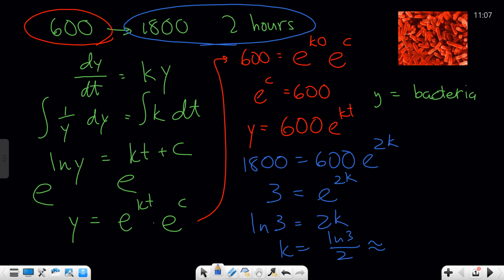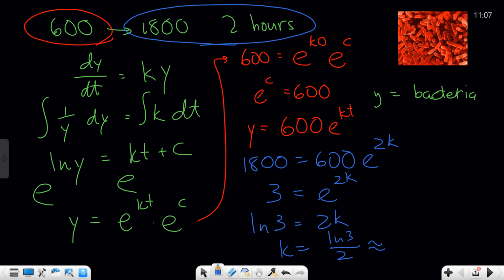How do I know, other than the fact that I'm a professional, how do I know that the natural log of 3 divided by 2 should be a positive number? It's increasing, correct. It's a growth rate. Growth rates will have a positive value. Decay rates will have a negative value. All right? What is that number?